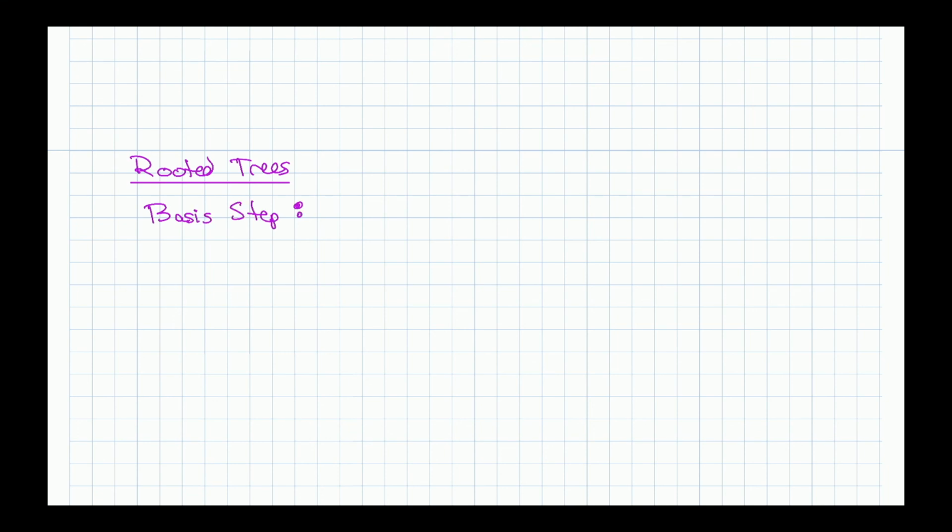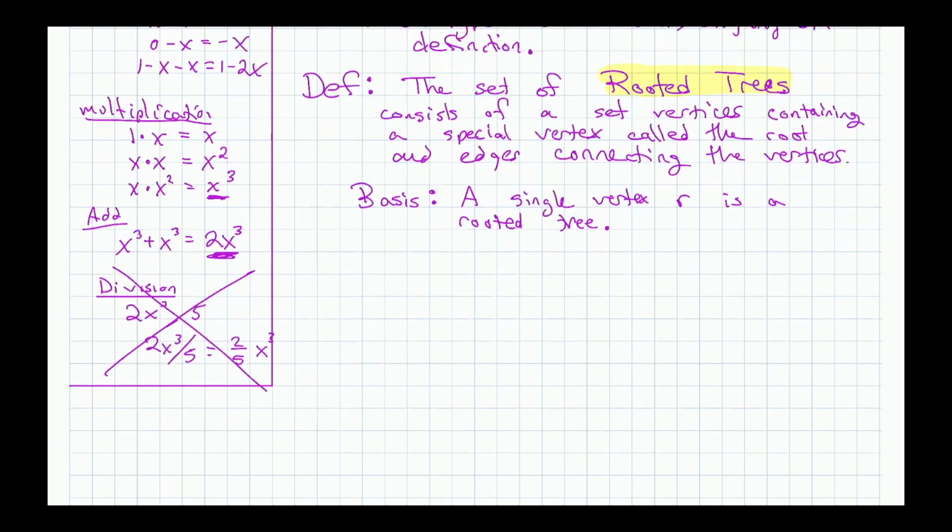What does the smallest rooted tree look like? Well, the smallest rooted tree is a single vertex. A vertex is just going to be a dot. Now, what we're going to do is build more rooted trees from this single vertex. How are we going to build a new rooted tree? Well, that's what the inductive step is for. I should say not inductive. We're not doing induction, but this is a recursive definition. So I'll say recursive step.